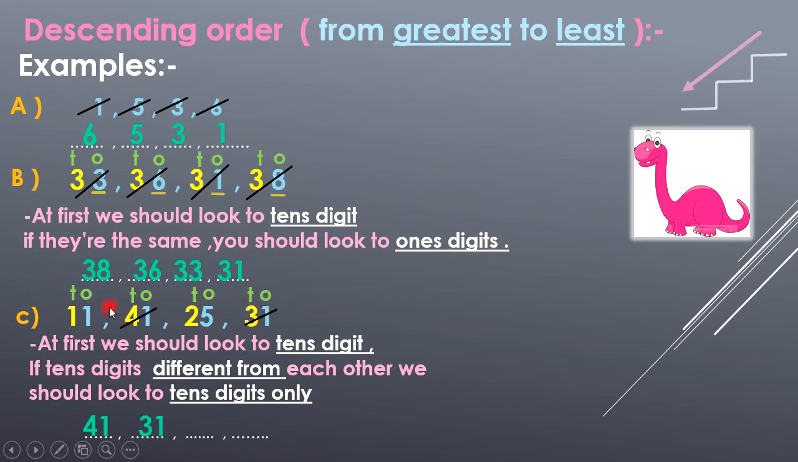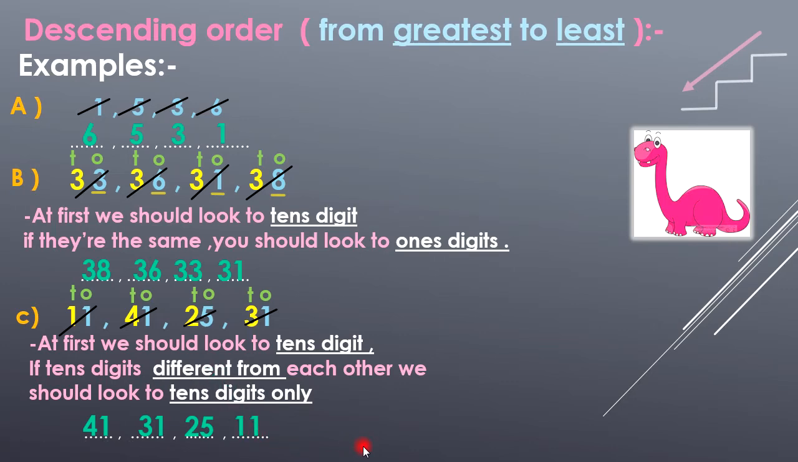Now I have 11 and 25. Which one is the biggest? I look to the tens digit. So, yes, the biggest number is 25. So I cross 25 and put here 25. And the smallest number is 11. I cross 11 and put 11 here.